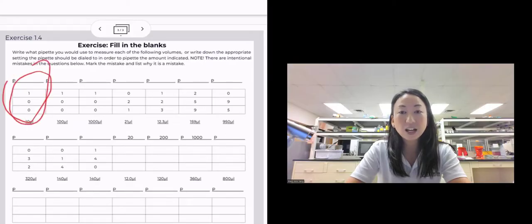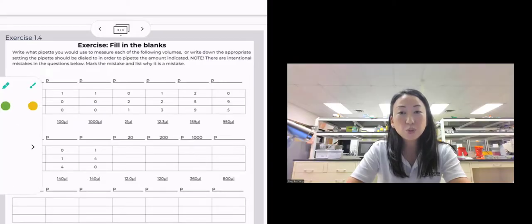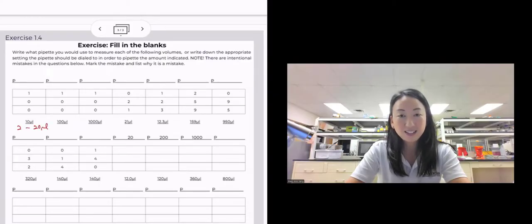You can see the settings reads 100 and the volume indicated is 10 microliter. Now look at the pipette label. 10 microliter falls in between 2 to 20 microliter. So you will need the P20 pipette for this. Do you remember what was the trick for reading P20? Yes, you're going to imagine a decimal between the second and the third digit. Let's put a decimal there.